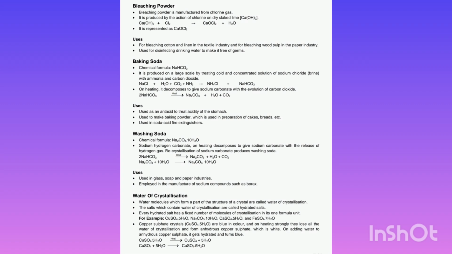Next is washing soda. The formula for washing soda is Na2CO3·10H2O. The uses of washing soda are that it is used in glass, soap and paper industries. It is employed in the manufacture of sodium compounds such as borax.